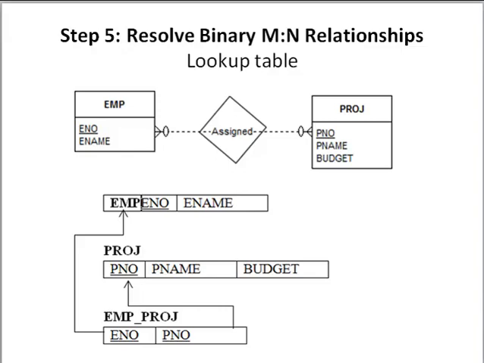I see the name of my relation is in the wrong place. It should be on top, and this arrow should be pointing to ENO. Why? Because we created a new relation called the lookup table, say, and in that new relation we put in the primary keys of the two relations that are participating in this many to many relationship.